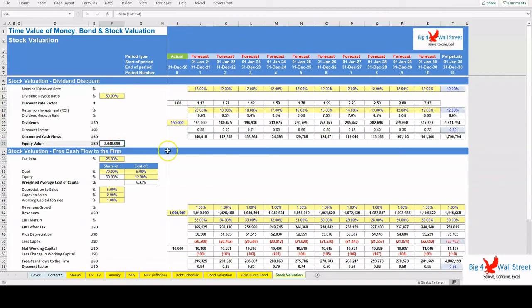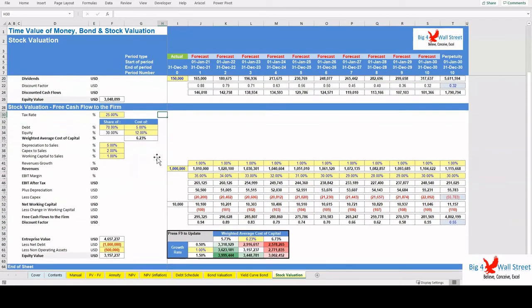The second method is the free cash flows to the firm, where the user needs to set the tax rate, the cost of debt and equity, the weight of debt and equity, the depreciation to sales, the capex to sales, and the working capital to sales, the EBIT margin, and the revenue growth.